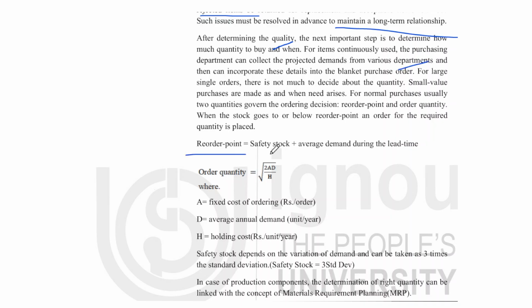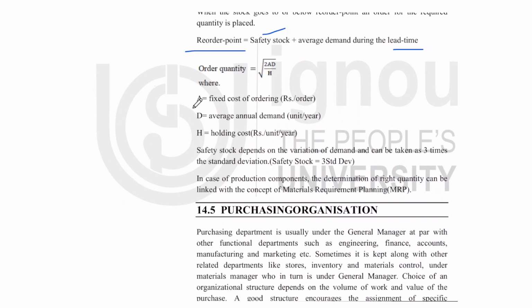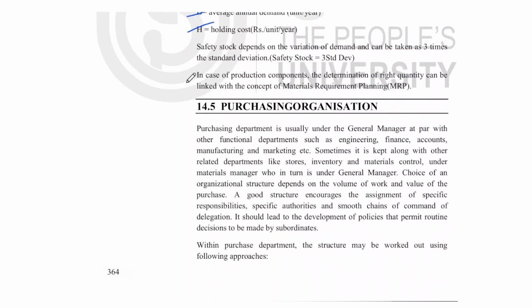So here is one equation. Reorder point is equal to safety stock, which means safety is also important, plus average demand during the lead time. And A means the fixed cost of ordering, D is the average annual demand, H is the holding cost. And in case of production components, the determination of the right quantity can be linked with the concept of material requirement planning, that is MRP.